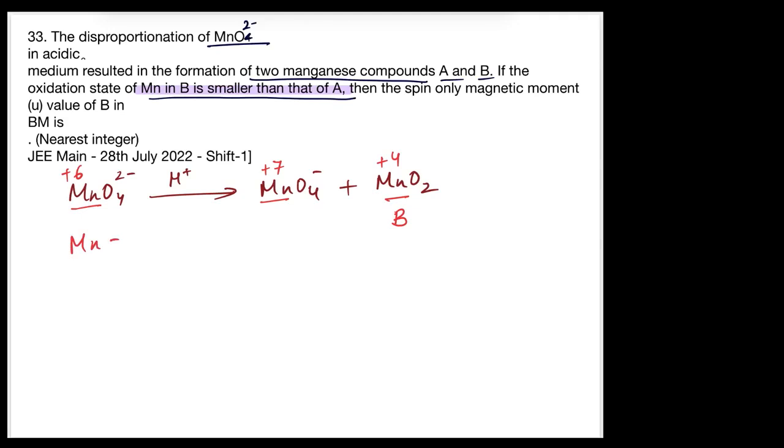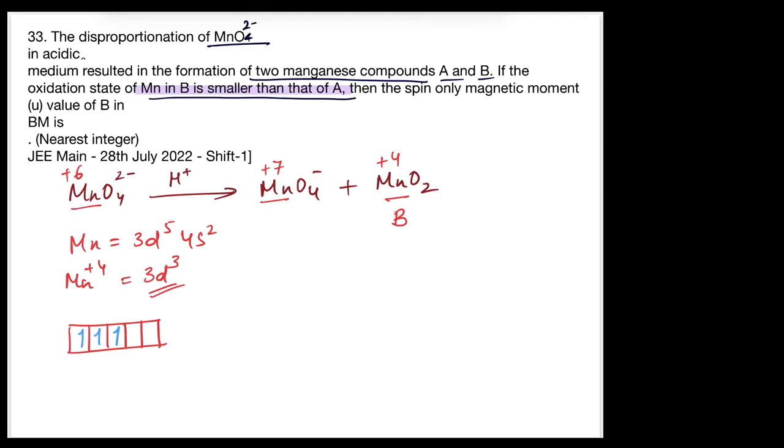Electronic configuration of manganese is, the outer shell configuration will be 3d5 4s2. So manganese in +4 oxidation state means it has lost 4 electrons. So its configuration becomes 3d3. So there are 3 unpaired electrons. In the d subshell there are 5 d orbitals. So there are 3 unpaired electrons in the d orbitals.